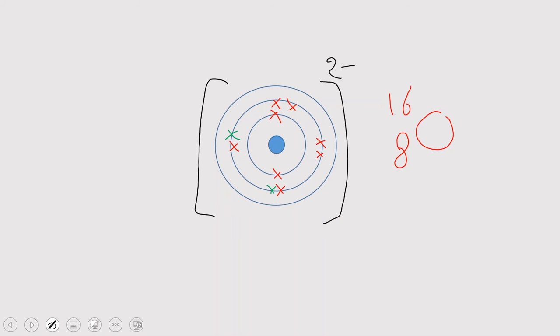Now, if you're still not sure about that, that's fine. Go away, revise it, and then come back, because we do need to understand this really well for us to be able to apply it to ionic bonding, and it's not the focus of this video.